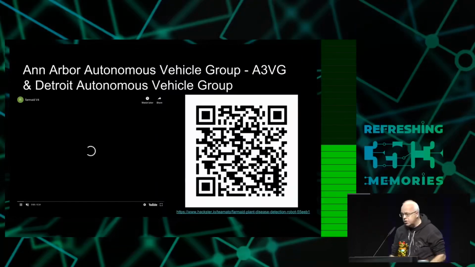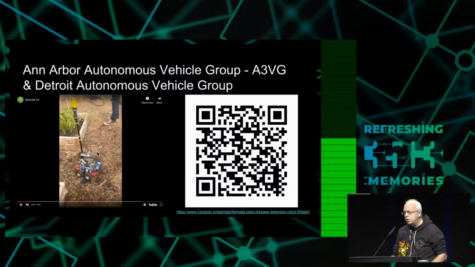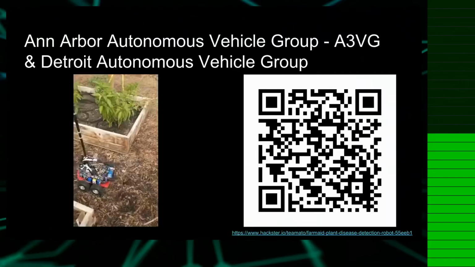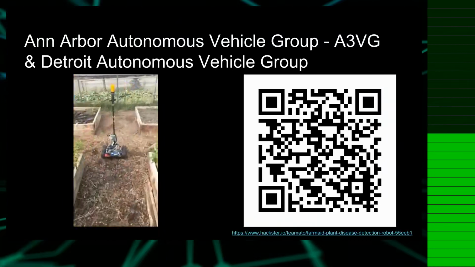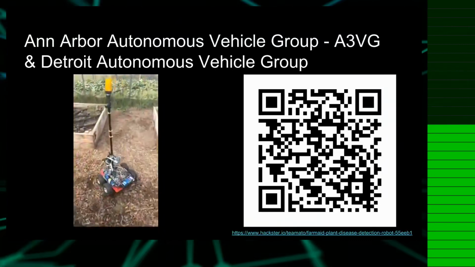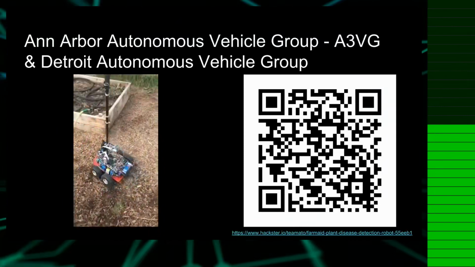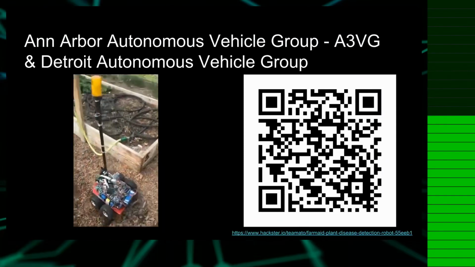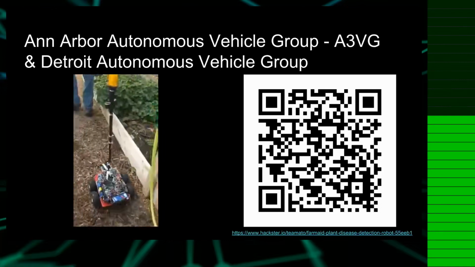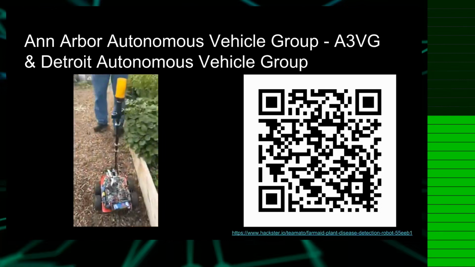So there are other groups like our friends in Ann Arbor and in Detroit, and they even go further, and they set up an application of a robot that can drive autonomously in a greenhouse and detect plant diseases of tomato plants. So if you're located in Ann Arbor or Detroit, that's the way to go.